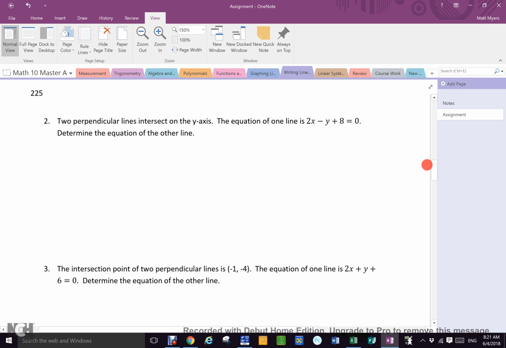Two perpendicular lines intersect on the y-axis. That means they share what?